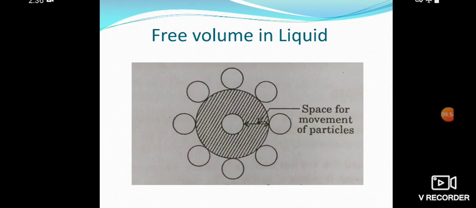This is the slide showing free volume in liquid. In this diagram, it is clear that there is a space between two liquid particles. One is the central liquid particle, which is surrounded by a number of other liquid particles. And there is always a little space present between the liquid particles, which is called free volume.